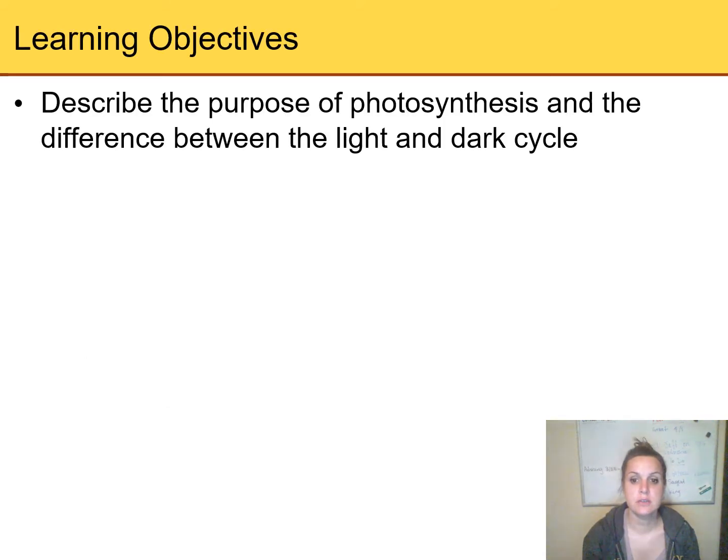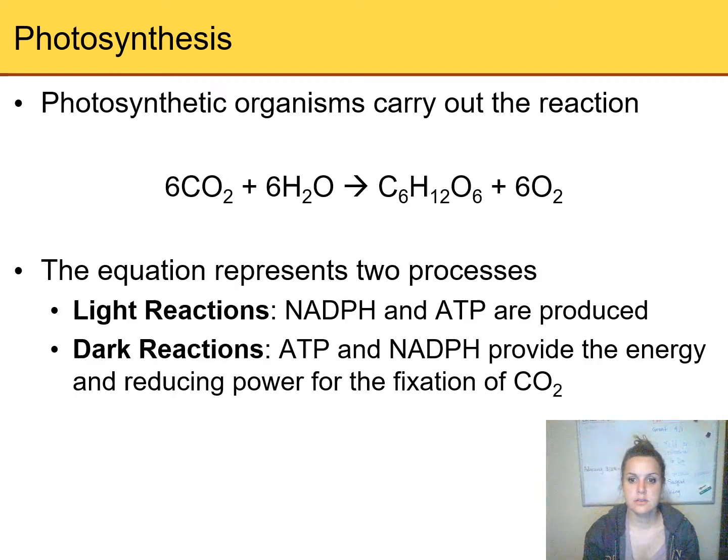The learning objective for you today is to be able to describe the purpose of photosynthesis and the difference between the light and dark cycle. So basically you are going to need to know the components of the light and dark cycle and how photosynthesis occurs. But overall, once you know these, you should be able to describe the differences and the purpose. So this formula should look familiar.